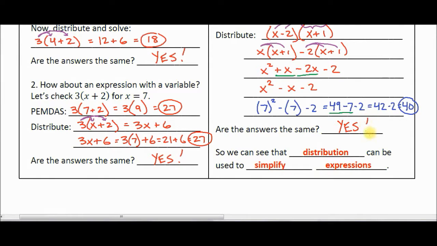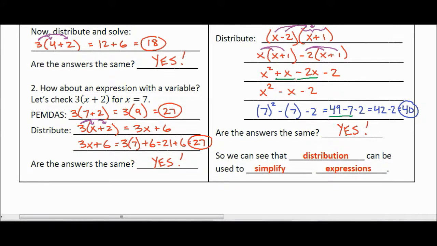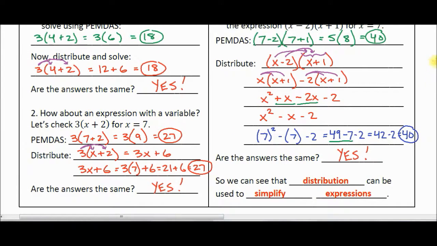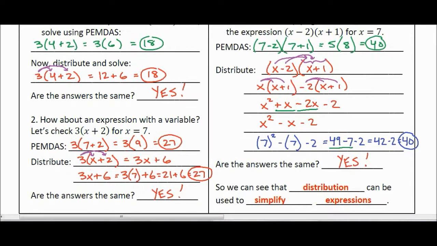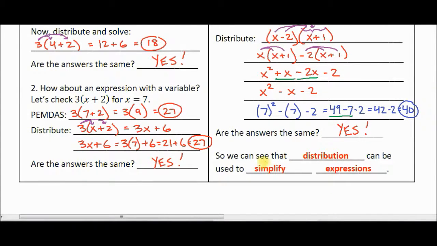So I'm hoping this helps you see that distribution actually doesn't change the expression at all. It just rearranges it or simplifies it. And we prove that by seeing that we get the same answer as if we were to just go ahead and use the rules of PEMDAS. So fill in this last paragraph. So we can see that distribution can be used to simplify expressions.